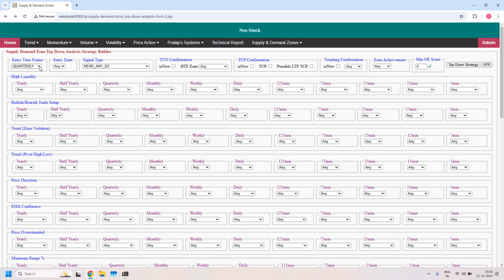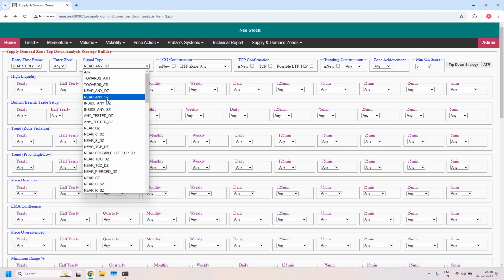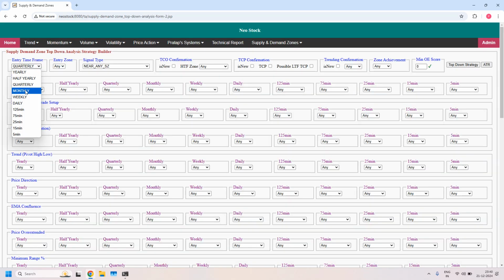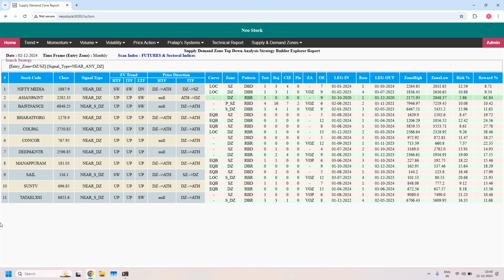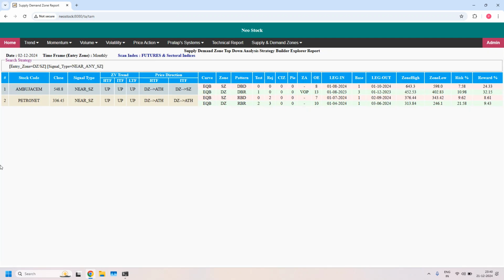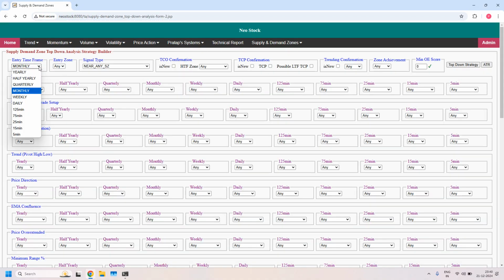Okay, next, quarterly time frame. Stocks near quarterly supply zone. 3 stocks are filtered. Next time frame is monthly. Stocks near monthly demand zone. 11 stocks are filtered. Next, monthly time frame. Stocks near monthly supply zone. 2 stocks are filtered. Next, monthly time frame.